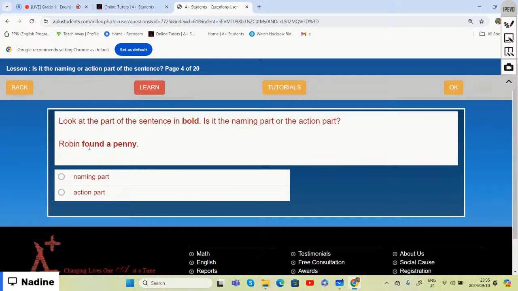All right, so we can say found a penny, right? It tells us what Robin found or what Robin did. It shows us the action that Robin did. Robin is our naming part, right? So this shows the action. It shows us what Robin did. So this is an action part.